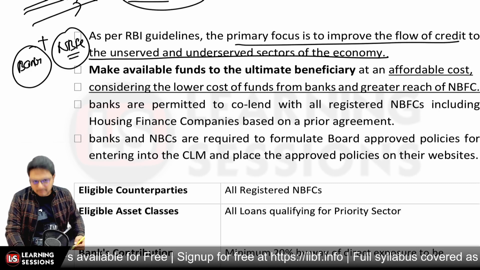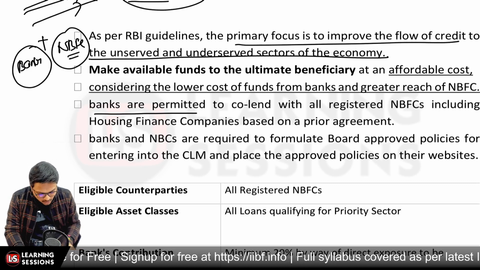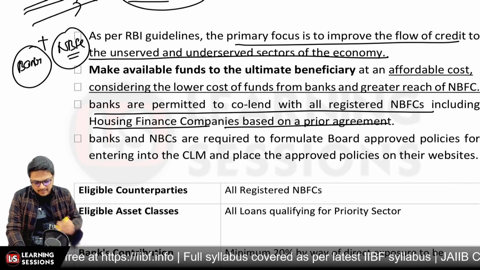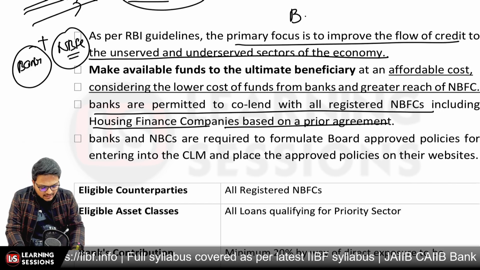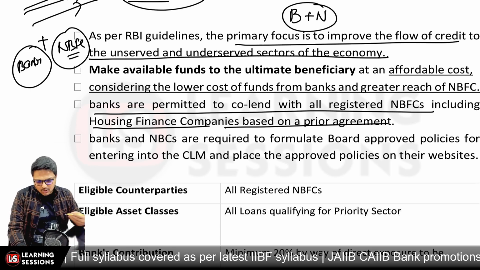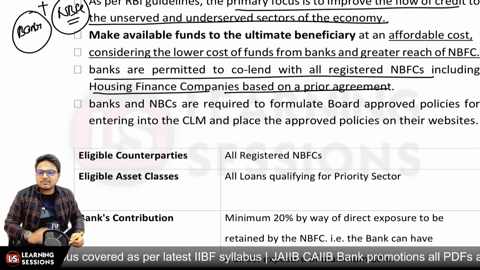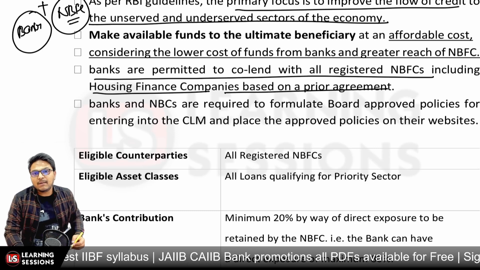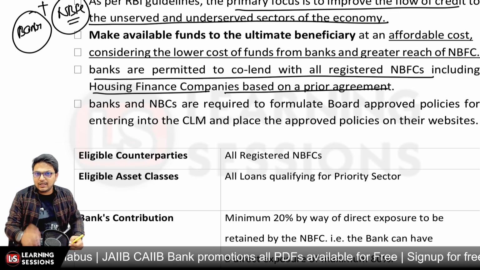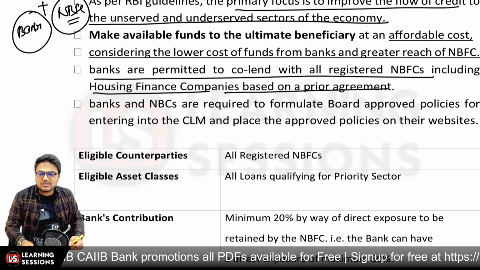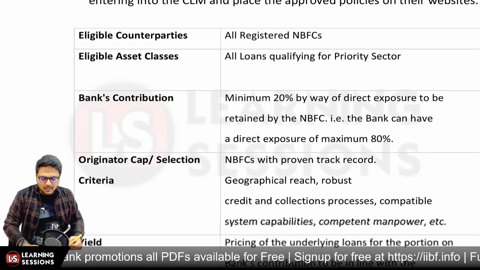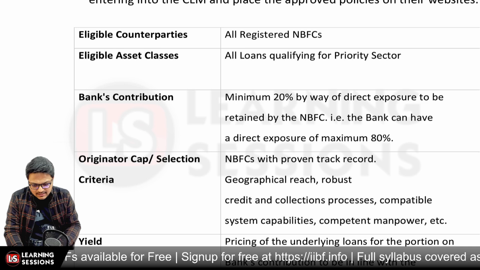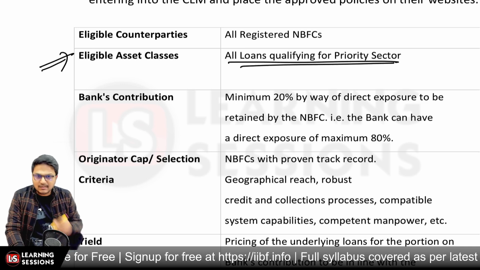Banks are permitted to co-lend with all registered NBFCs, including housing finance companies, based on a prior agreement. So there will be a prior agreement between the bank and the NBFC, and based upon that they can co-lend, right? Further, both the NBFC and the bank must have a board-approved policy before entering into CLM, and the approved policies must be placed on their websites too, right? Now, talking about eligible counterparties and eligible asset classes, all the loans which qualify for the priority sector are eligible.